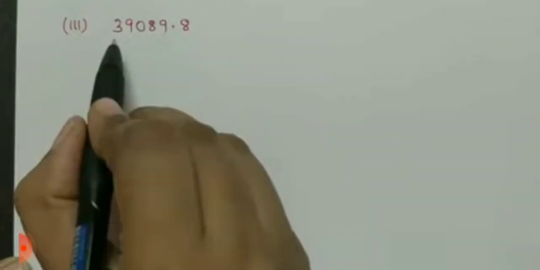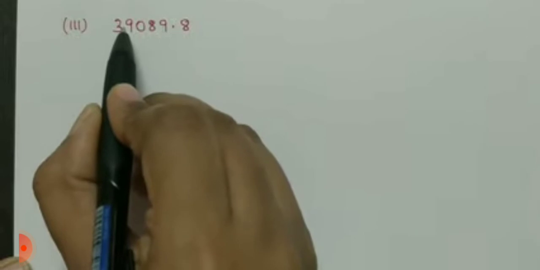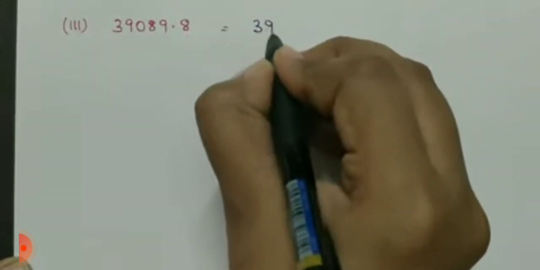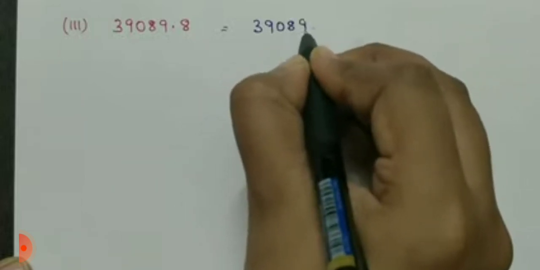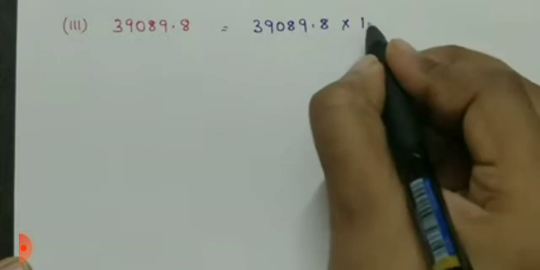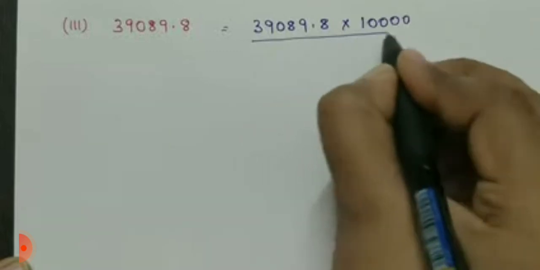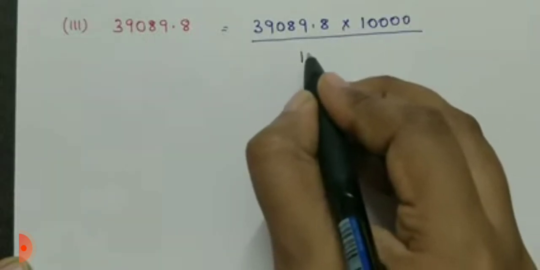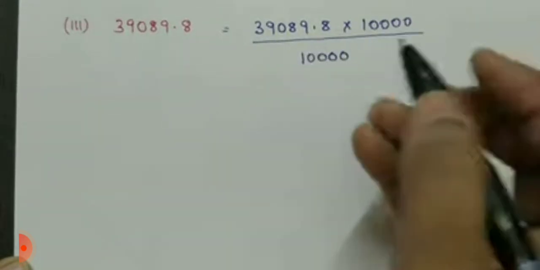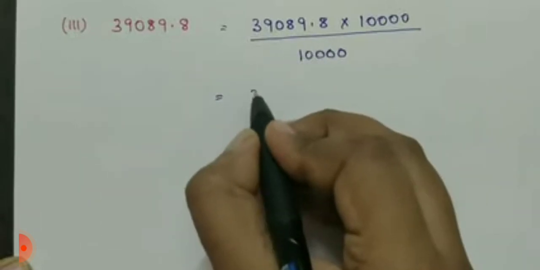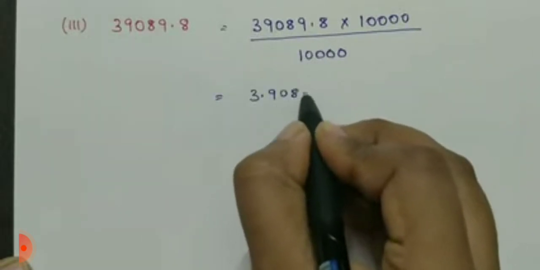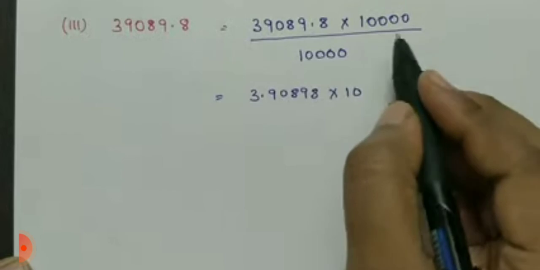Third problem. In this, we need to shift the decimal point to here. That is 4 digits. 39089.8 into 10 to the power of 4, divided by 10000. Now this is equal to 3.90898 into 10 to the power of 4.